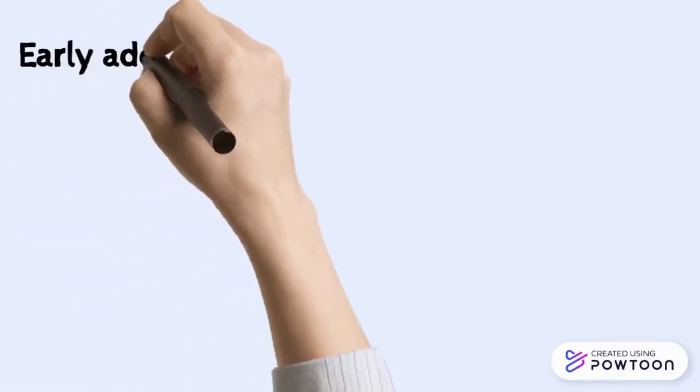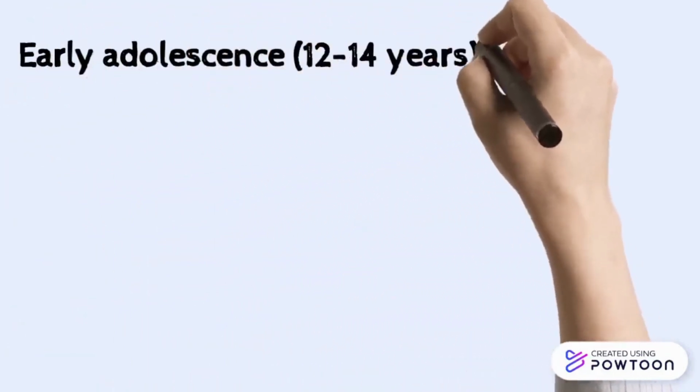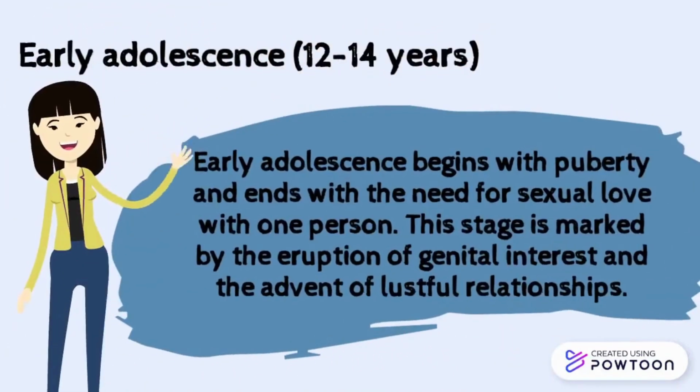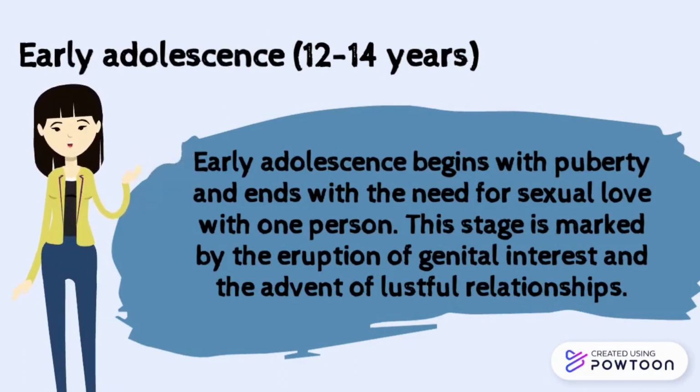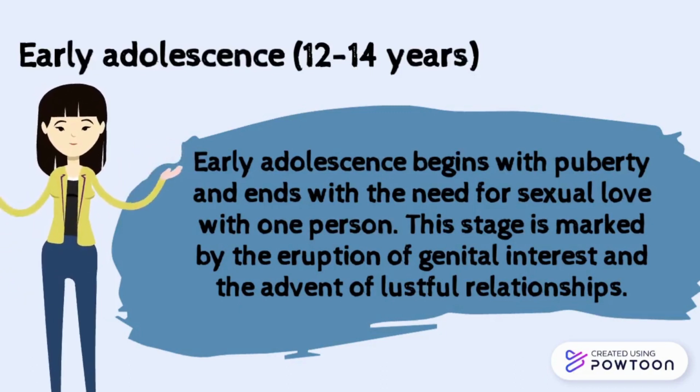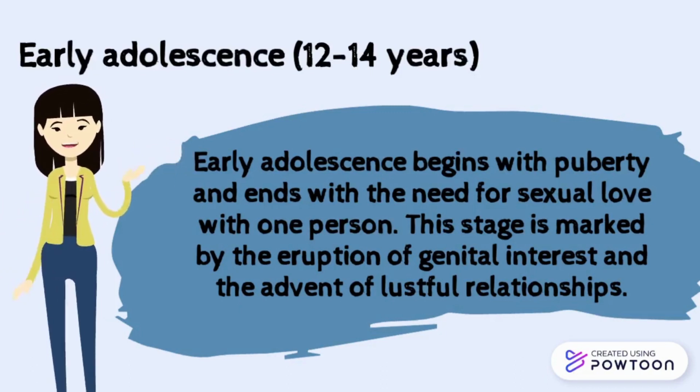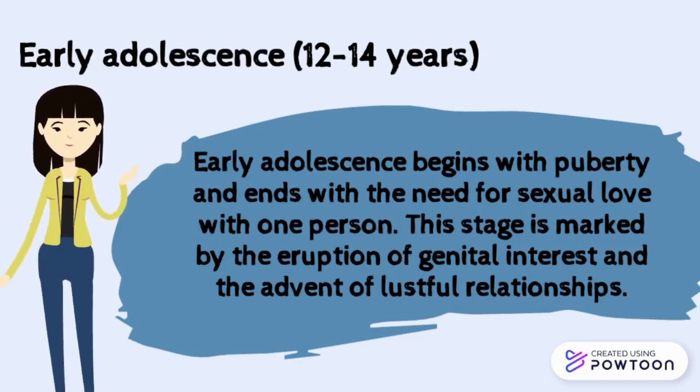The fifth stage is early adolescence from 12 to 14 years. Early adolescence begins with puberty and ends with the need for sexual love with one person. This stage is marked by the eruption of genital interest and the advent of lustful relationships. Sullivan believed that early adolescence is the turning point in personality development.